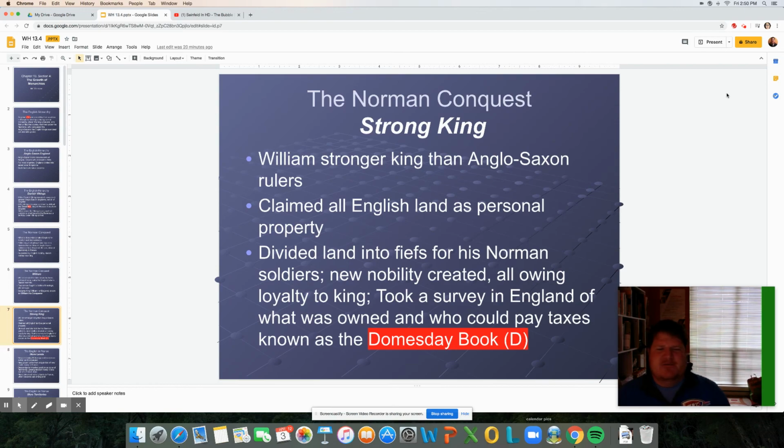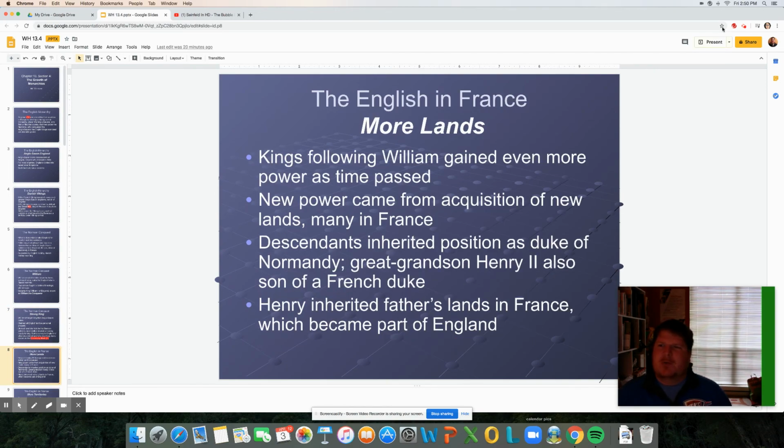And so that's your definition for Domesday: a survey in England of what was owned and who could pay taxes, known as the Domesday Book. So if you need to pause and write that out, I don't blame you. But we're going to move on to the next one.